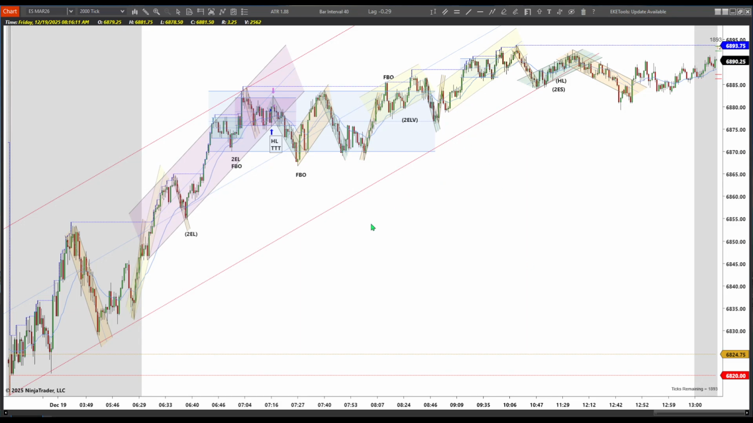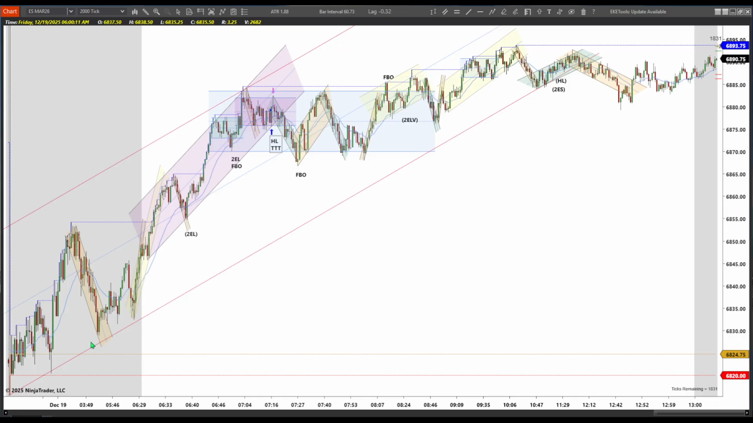December 19, 2025. This is the S&P 500 E-mini futures on the 2000 tick chart using NinjaTrader 8. This is what the chart looked like today. It was really slow price action today, and it took a while for candles to really play out. I only identified, I think, maybe two setups, and there were some possible setups or almost setups that I didn't really like.